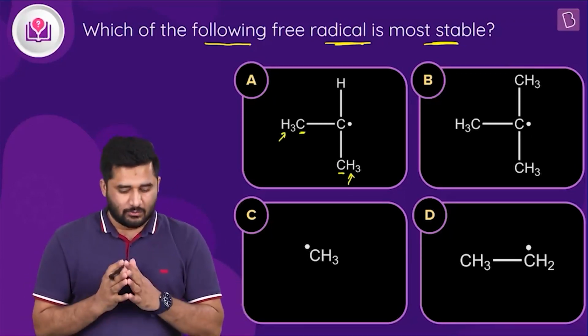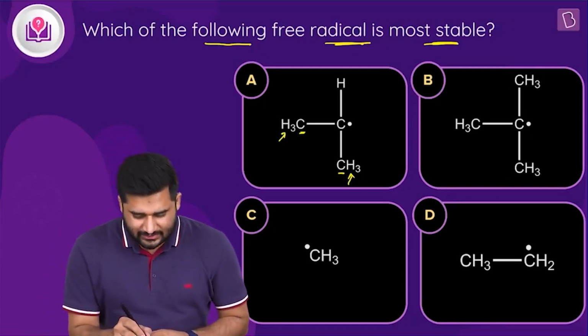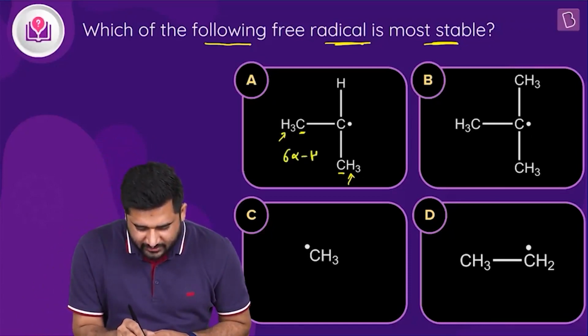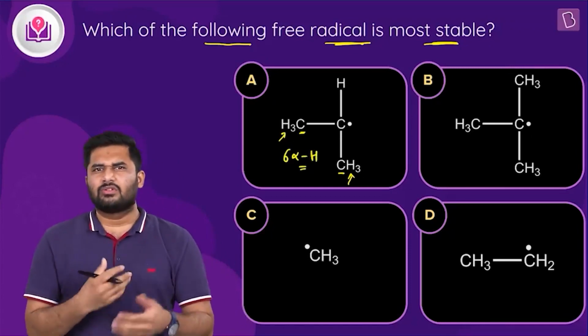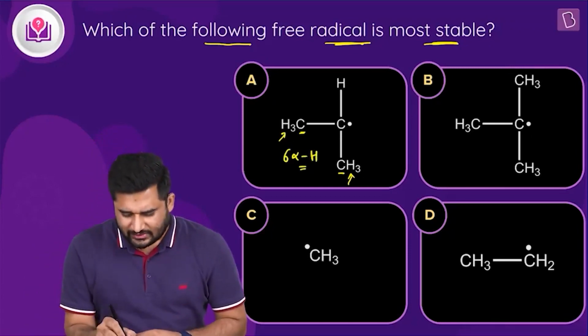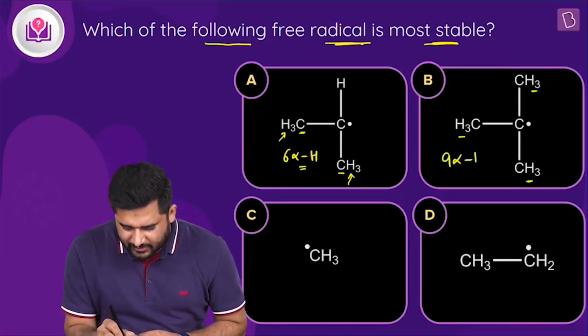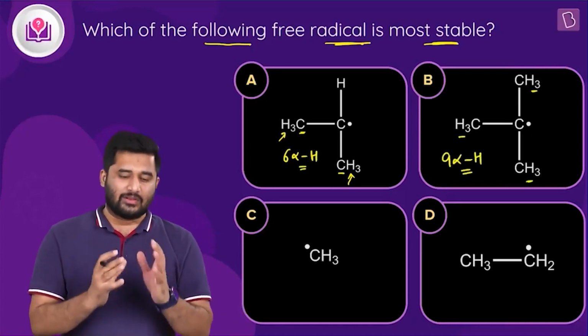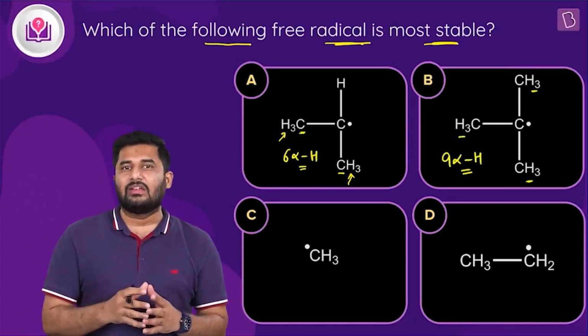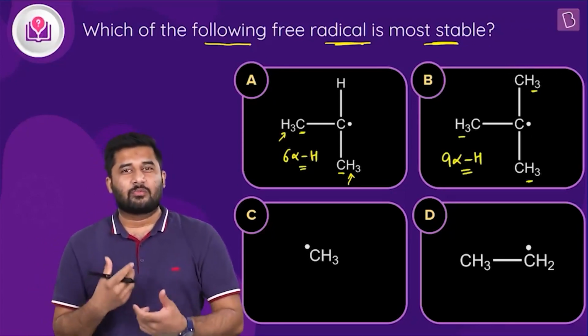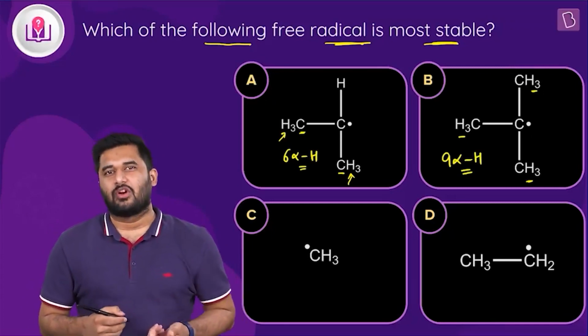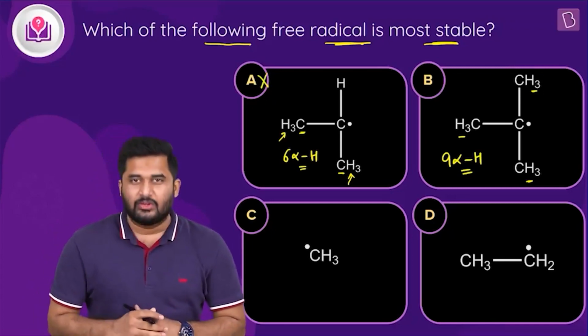That means in molecule A, you can see we have a total of 6 alpha hydrogens. Moving to option B, in this case we have 3 plus 3 plus 3, that is 9 alpha hydrogens. So obviously one thing is clear, that the molecule in option B is more stable than the molecule in option A. Alright, so A can be ruled out.